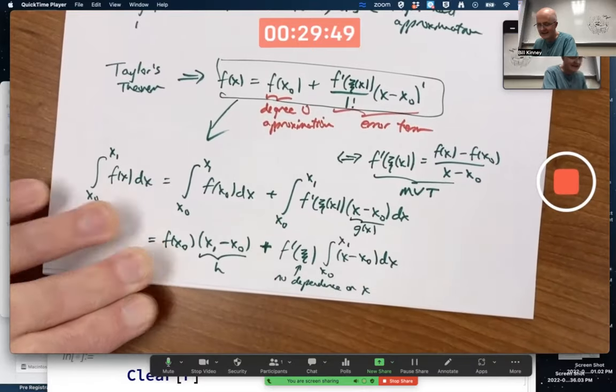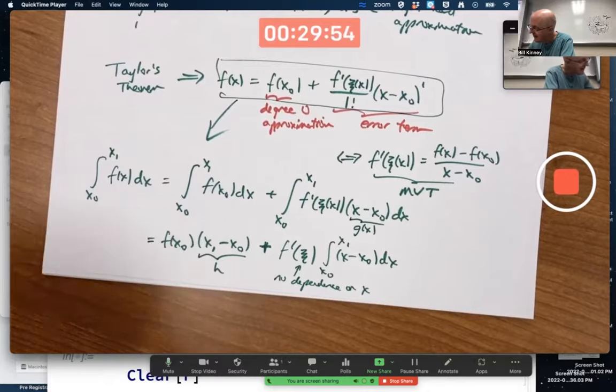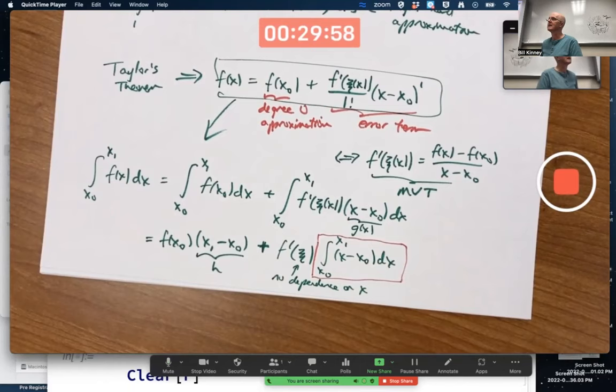And guess what? That is an integral. Right here. That's definitely doable. Right? Integrating a linear function of x. Definitely doable. Let's do it.